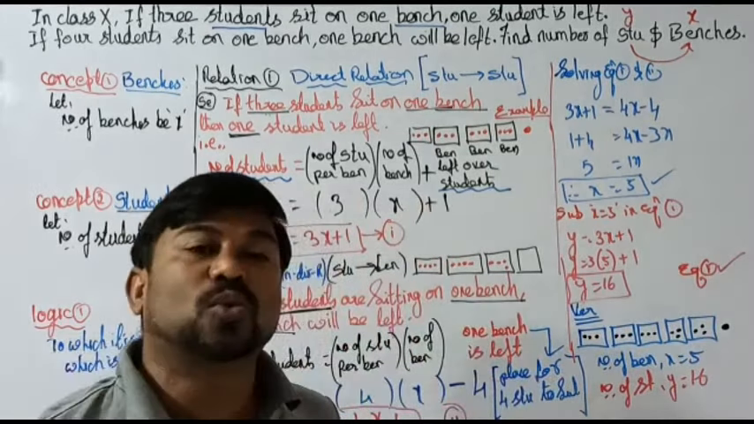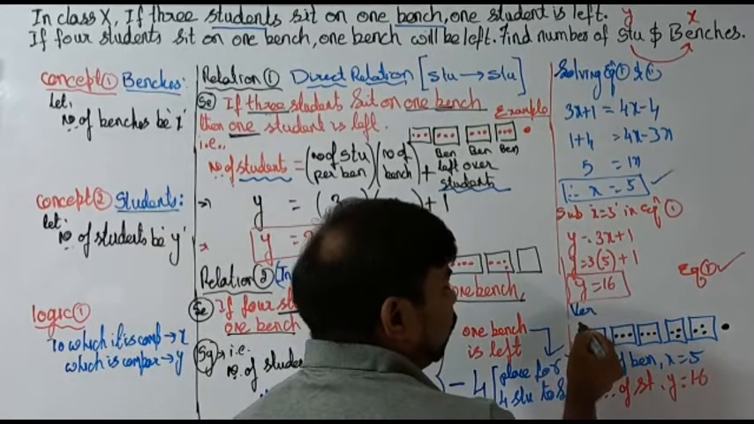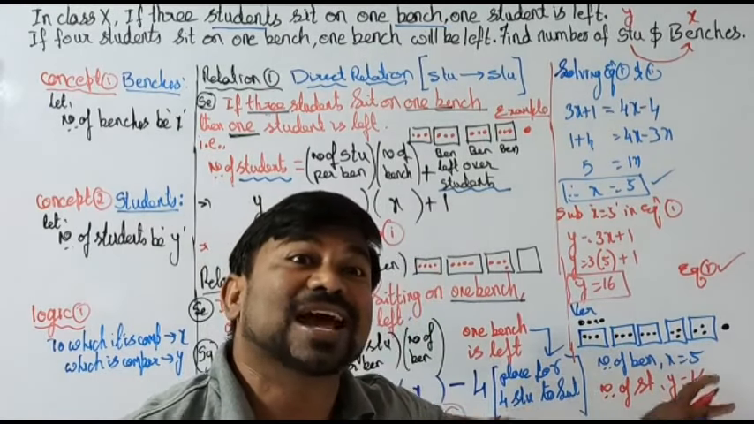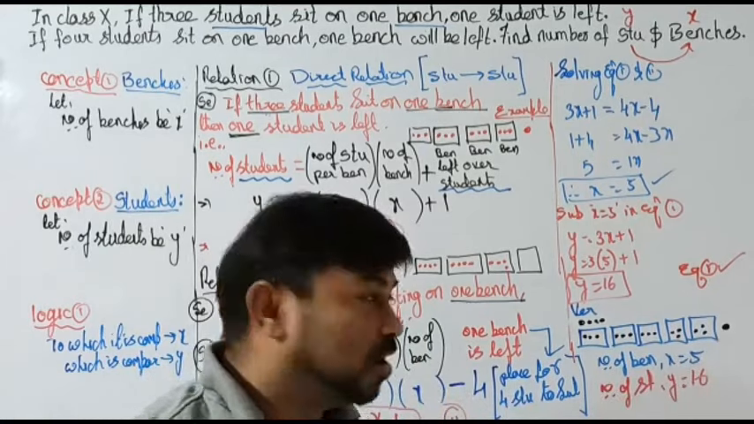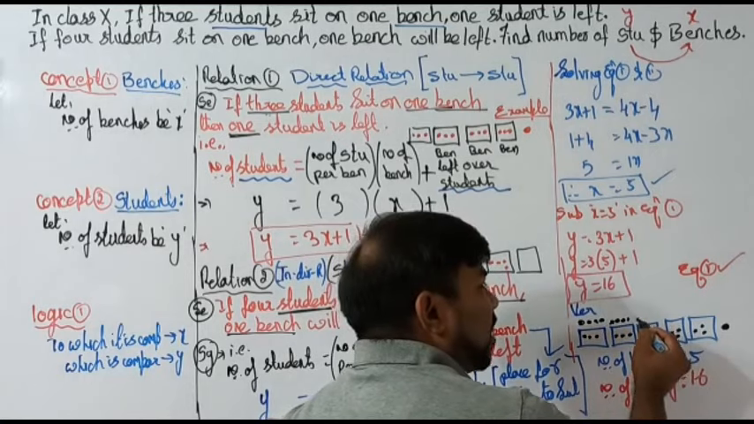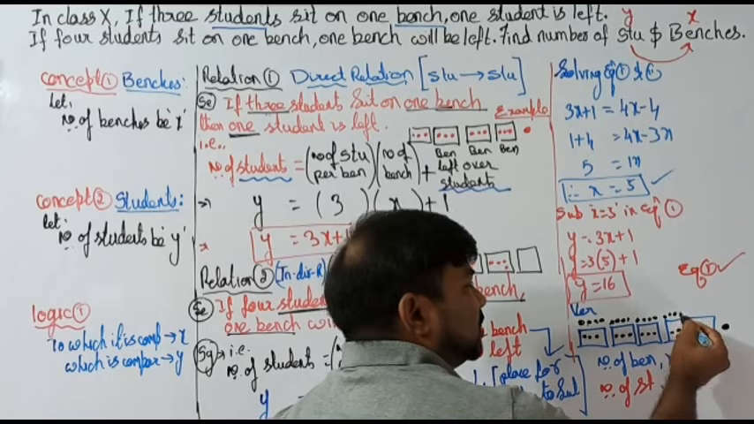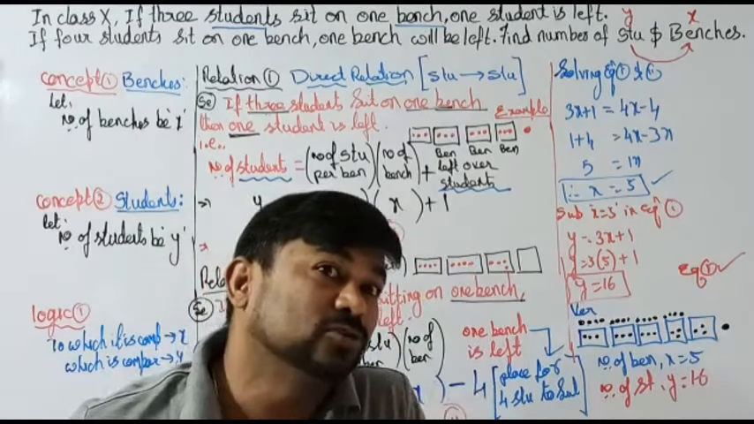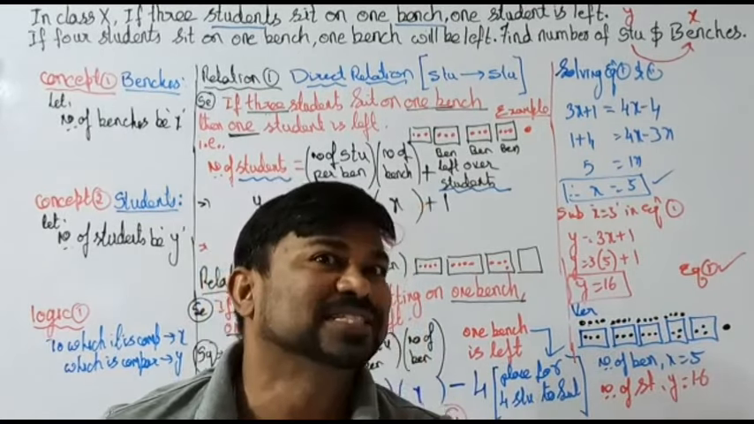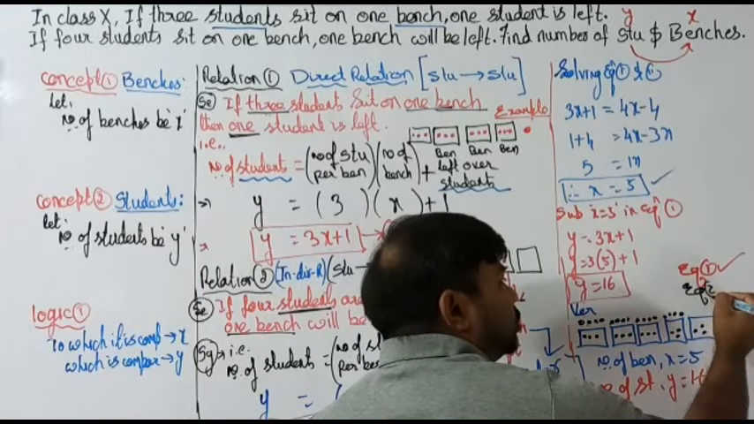Now let us check equation 2. If 4 are sitting on one bench, 1 bench is left over. Let me make 4 people sit, 1, 2, 3, 4. Totally how many are there? 16. We have to distribute 16 on 5 benches. So again 1, 2, 3, 4, 5, 6, 7, 8, totally 12, 13, 14, 15 and 16. How many students did I make sit on each bench? 4, 4, 4, 4. How many benches are left over? 1 bench is left over. So is equation 2 also satisfied? Yes, equation 2 is also satisfied.